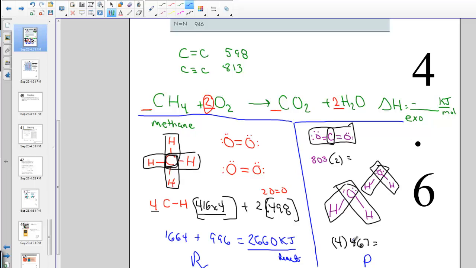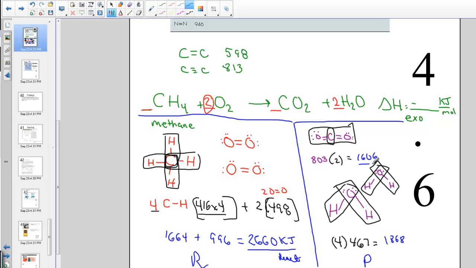So I'm going to take 2 times 803, and that's 1606. That's the energy coming from carbon dioxide. 4 times 467, that's 1868. And that's all of the energy stored from the 4 single OH bonds. Let's sum those together, shall we?